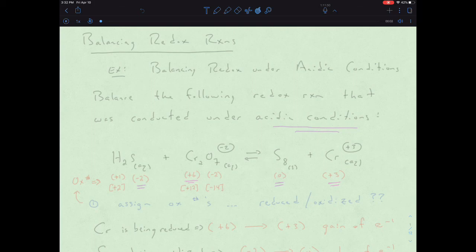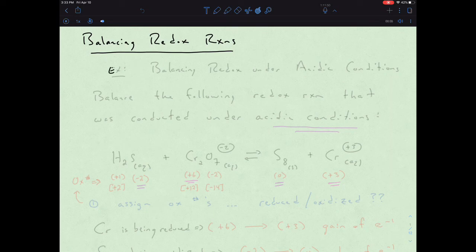All right, Gen Chem host, we are getting more into balancing of redox reactions. And in this video, we're going to look at an example, a tougher example as far as an acid mediated type of redox process.